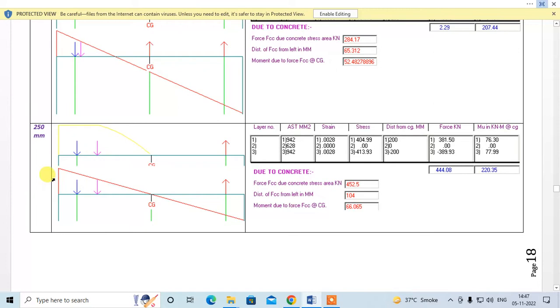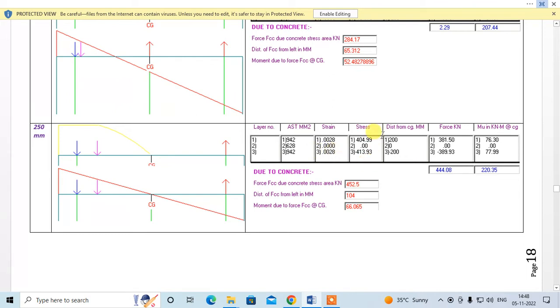So over here Fcc found from that formula is 452.5. This will give a clockwise moment about CG. So this is the moment. Now strain over here is 0.0035. Strain over here is 0.0035 into (D minus Xu) divided by Xu. Find the corresponding strain over here. Over here the strain is 0, and this strain is 0.0028. This strain is 0 because the neutral axis passes through the CG, right? So the stress and strain over here will be 0, and this strain is again 0.0028, right?